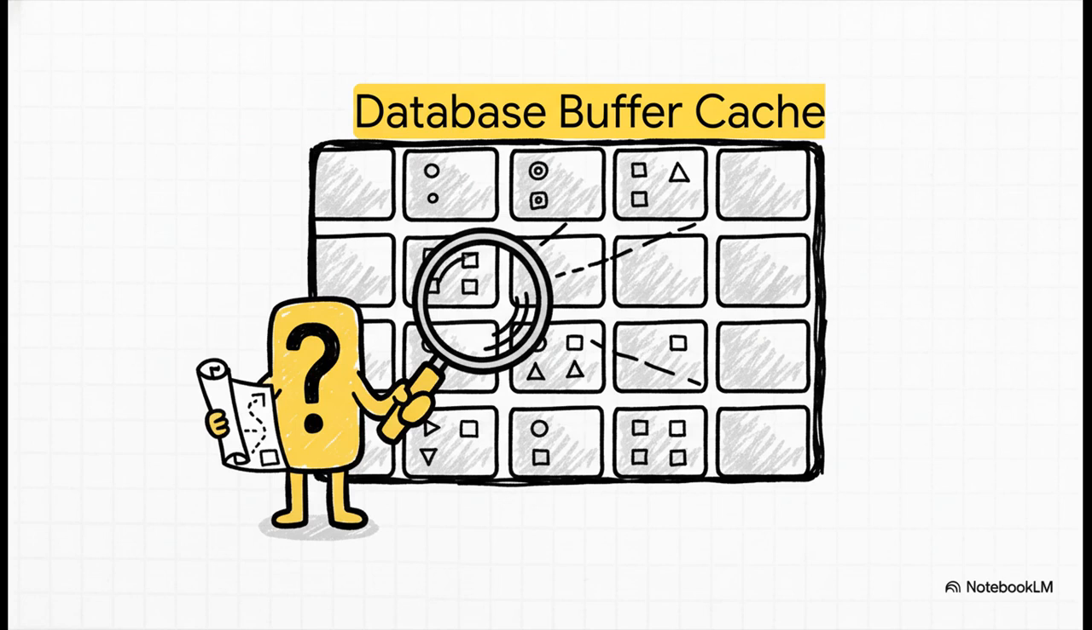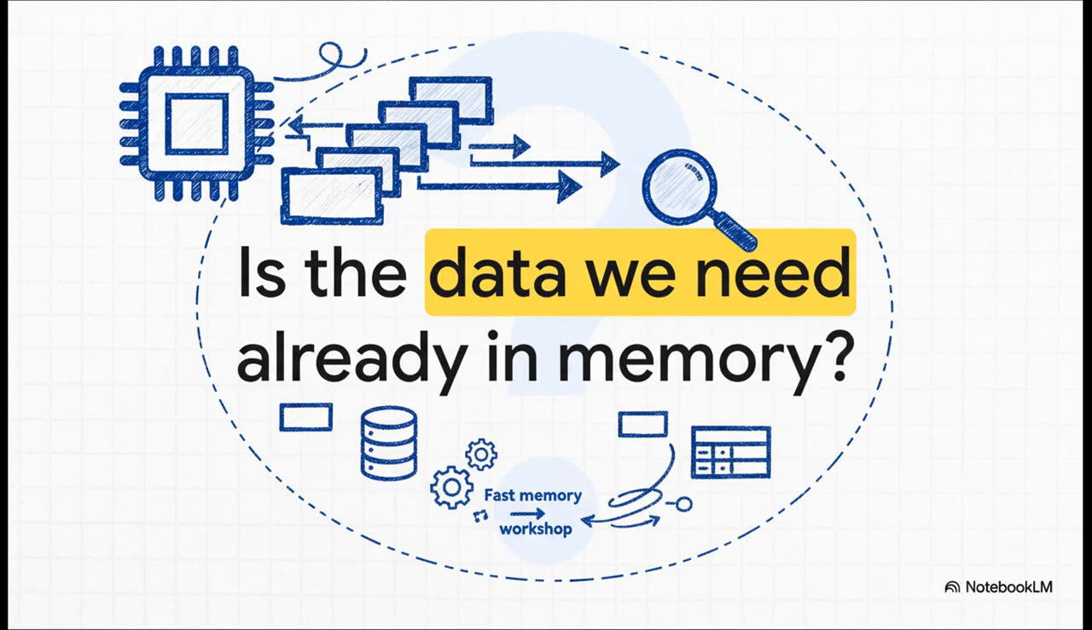Okay, so we have a plan. The server process knows how to get the data, but the next big question is, where is it? Its first stop to find out is another part of the SGA, the database buffer cache. This is another one of those make or break moments for performance. The system is basically asking, hey, did someone else already ask for this exact piece of data? Is it already sitting here in our fast memory workshop from a previous request?